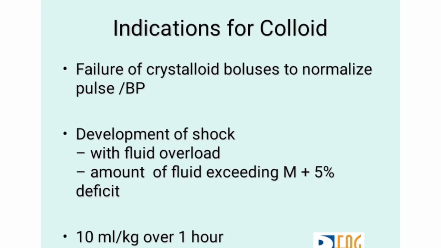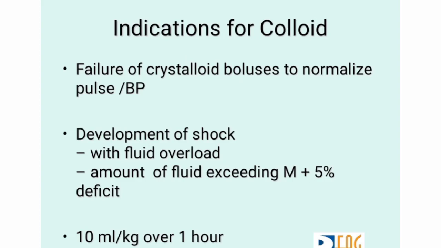So what is the indication for colloids, when will you give colloids to a patient with dengue hemorrhagic fever on IV fluid therapy? First, failure of crystalloid boluses to normalize the pulse and blood pressure, or development of shock with fluid overload, or the amount of fluid exceeding maintenance fluid plus 5%, and the dose is 10 ml per kg over 1 hour. So the colloids will be given if the patient comes with dengue fever in a shock state. You give boluses of normal saline, but the patient does not respond. First bolus of 20 ml, next bolus of 10 ml, then you will go for the colloid.